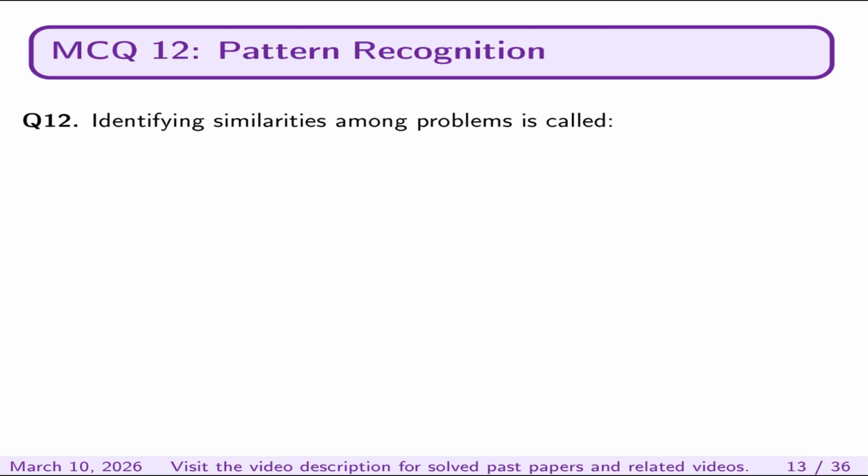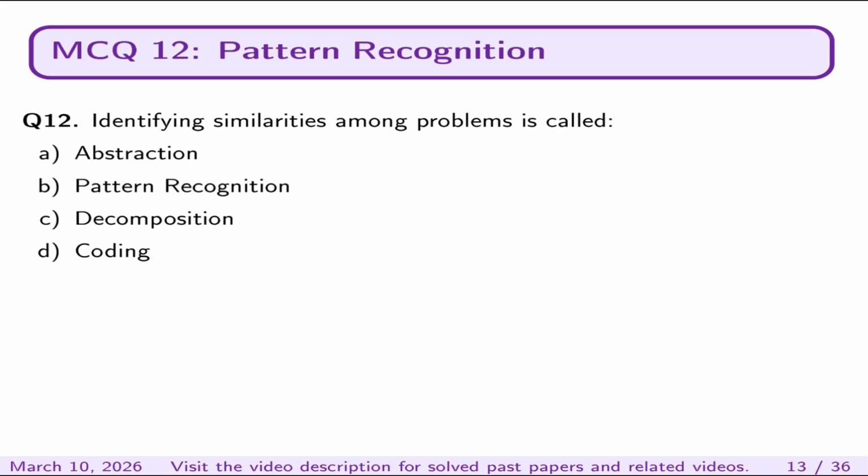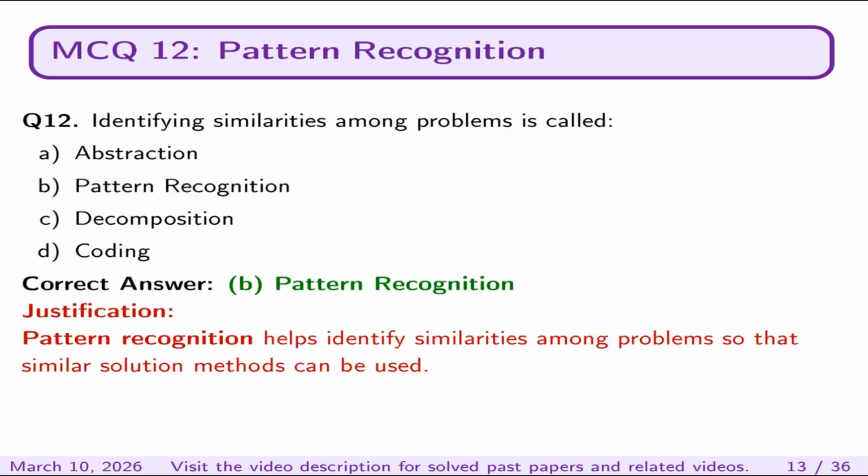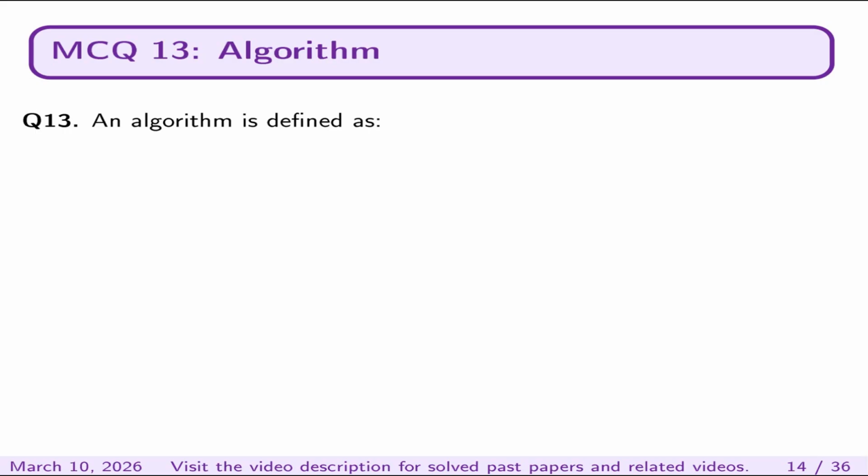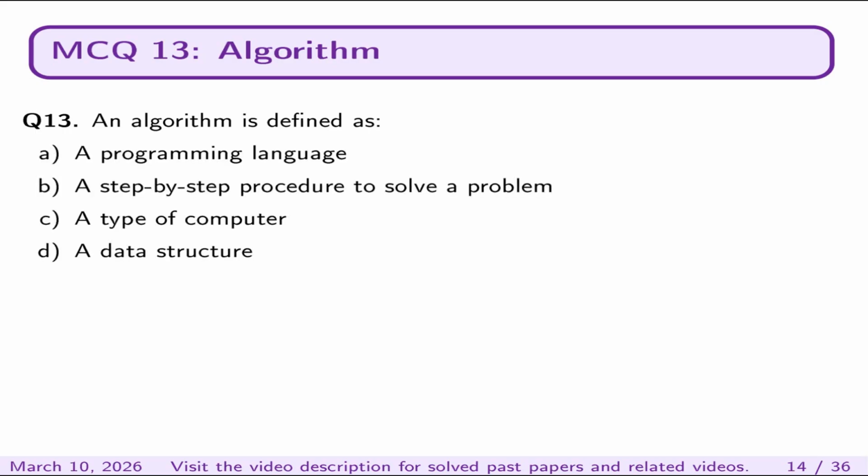Question number 12. Identifying similarities among problem is called abstraction, pattern recognition, decomposition, coding. Correct answer is pattern recognition because pattern recognition helps identify similarities among problems so that similar solution methods can be used. Question number 13. An algorithm is defined as a programming language, a step-by-step procedure to solve a problem.